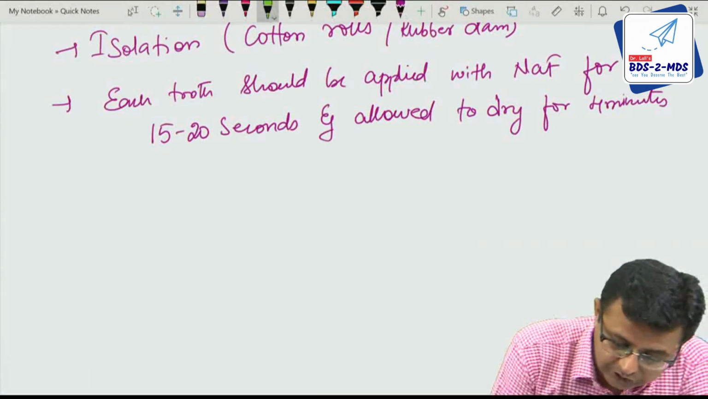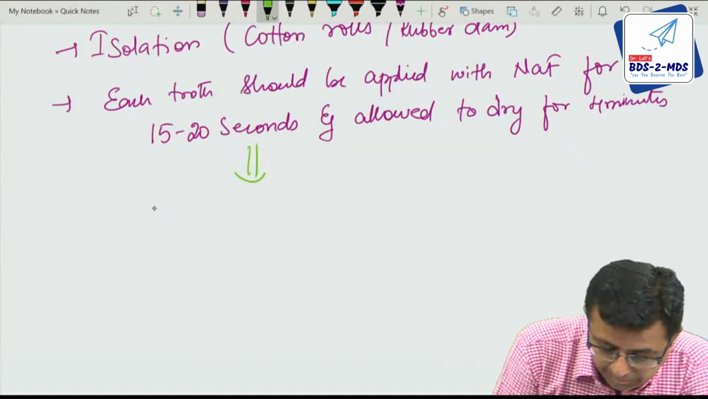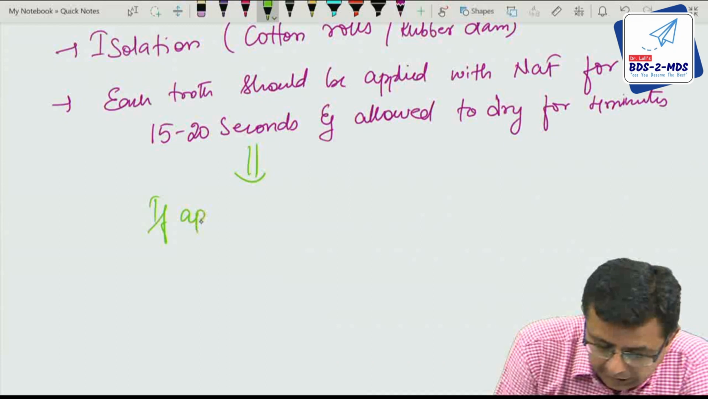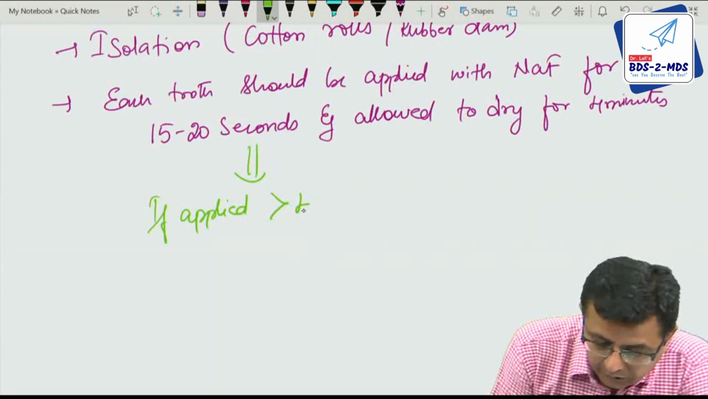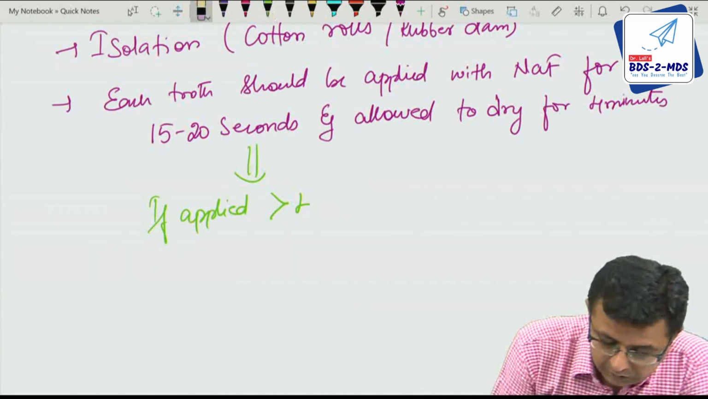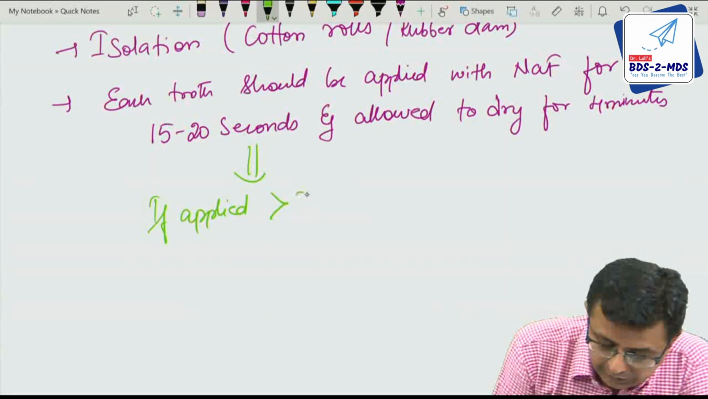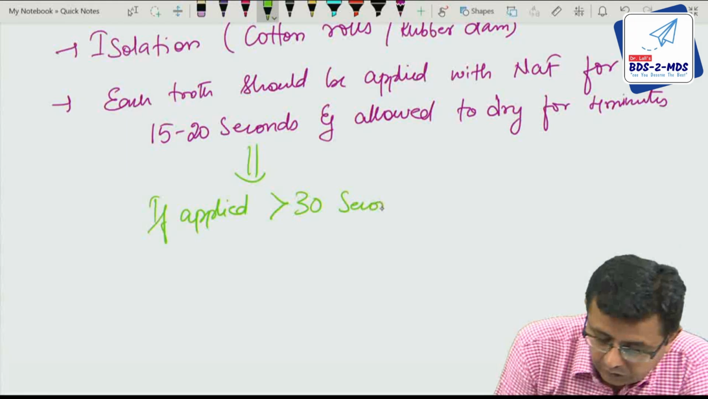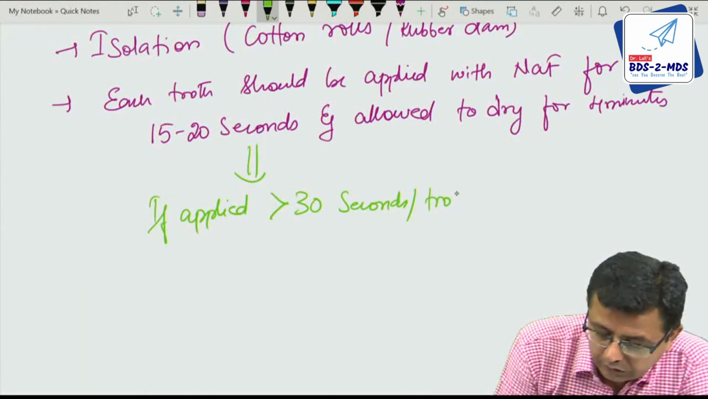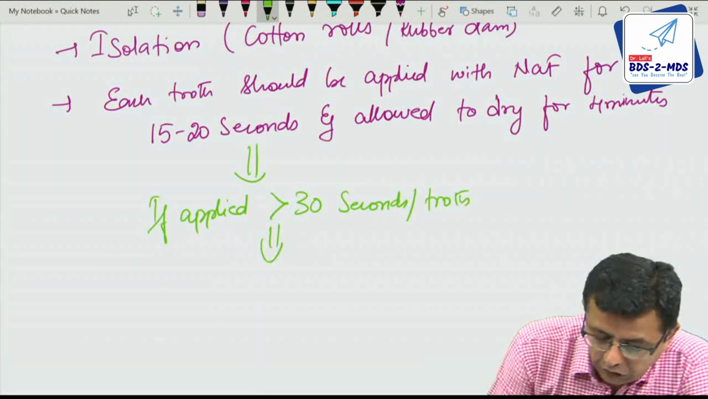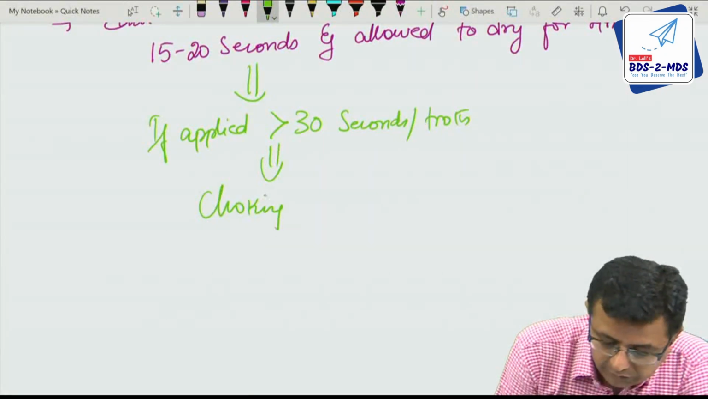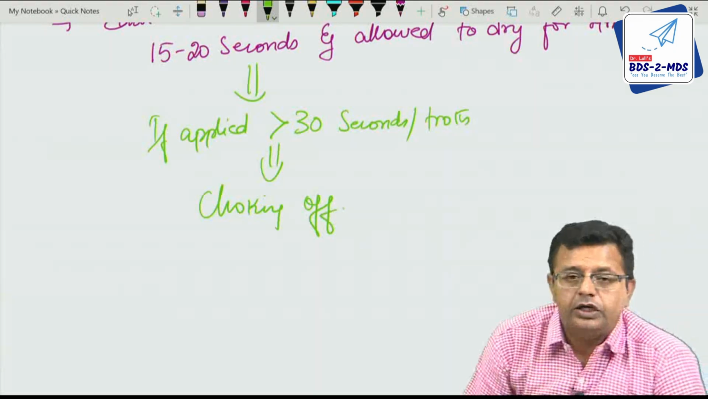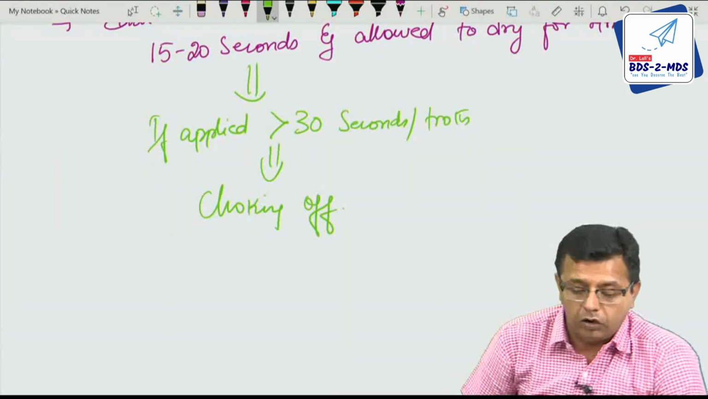Now comes the twist here. If applied beyond 30 seconds per tooth, it leads to a phenomenon called choking off.